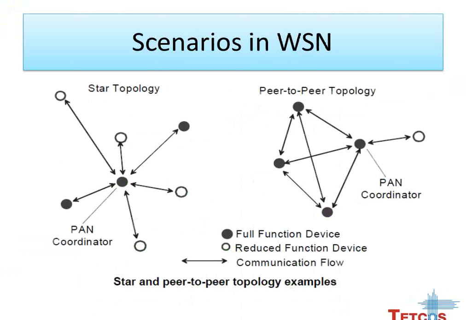There are two kinds of topology which can be implemented as per the standard. One is the star topology, where all the sensors will be directly communicating with the PAN coordinator. And in the peer-to-peer topology, the sensors may directly communicate with the PAN coordinator or route the packets, or the information, via the other nodes, other FFDs rather.